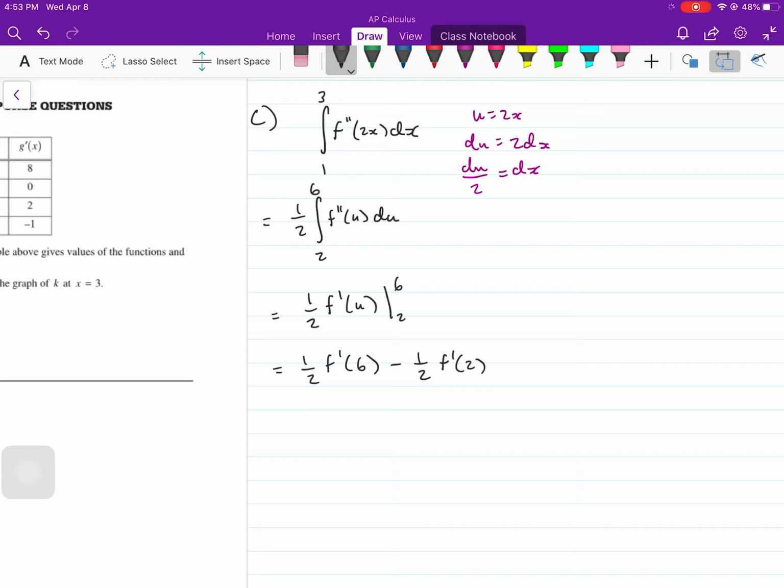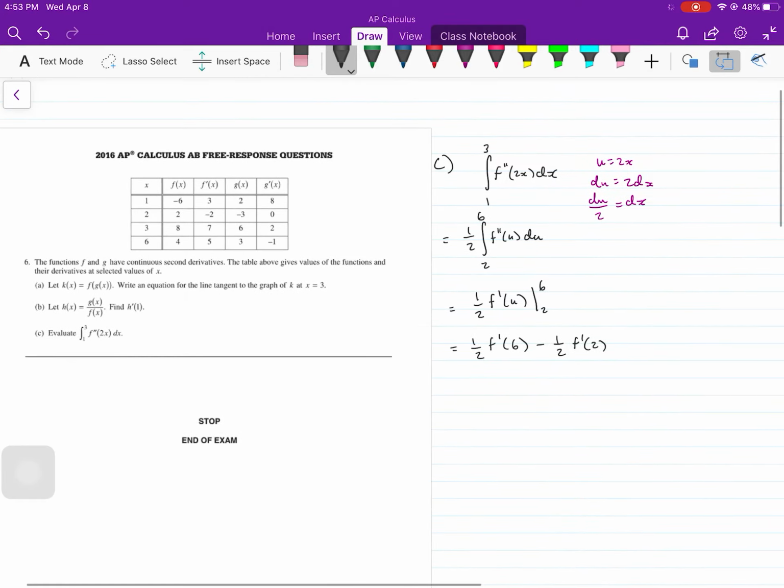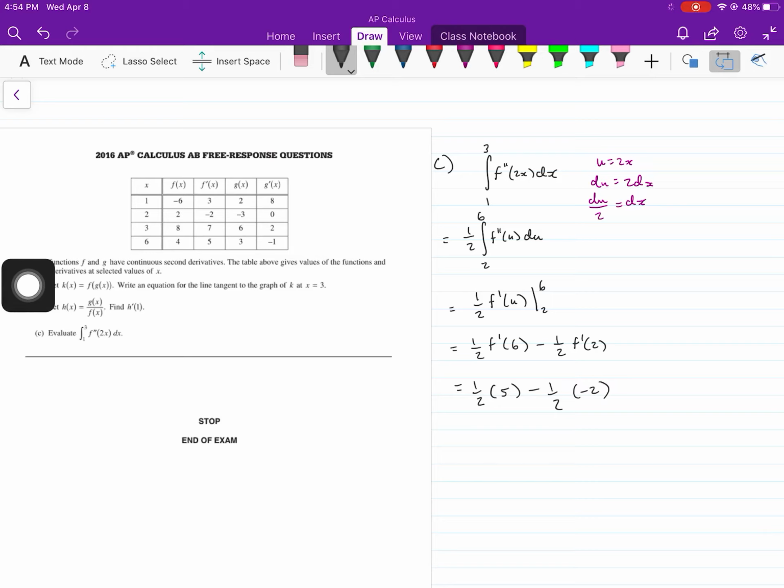And guess what? This usually is going to confuse people, but if you just go through the process, try to do the antiderivative here, run it through the fundamental theorem of calculus, guess what? F prime of 6, that's in our table. F prime of 6 is 5. Minus 1/2, f prime of 2 is negative 2. So then we end up with 5 over 2 plus 2 over 2, which is 7 over 2.